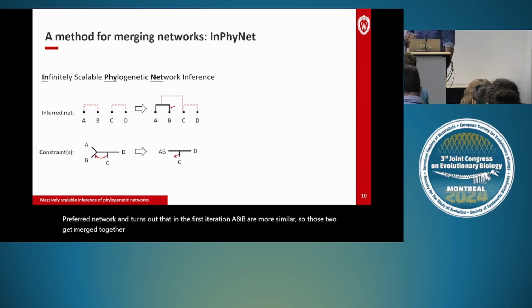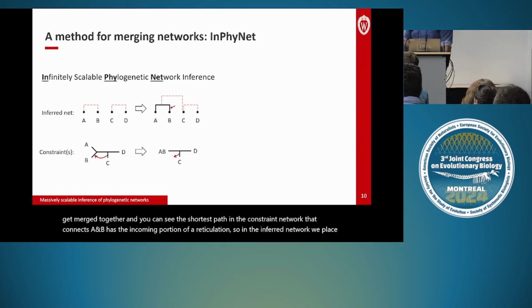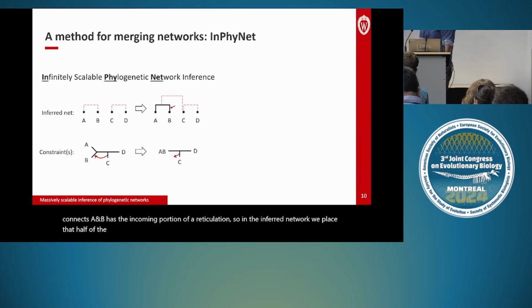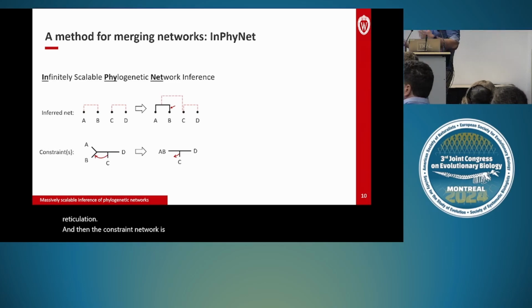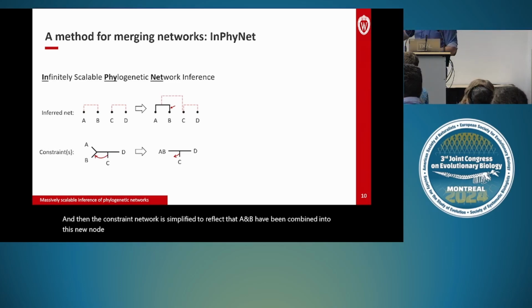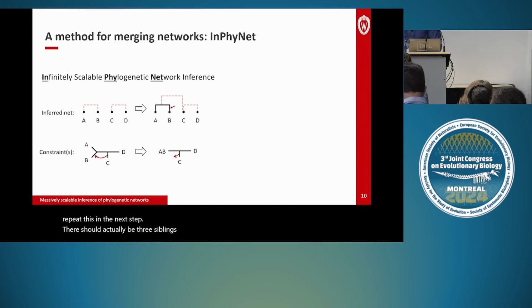And you can see the shortest path in the constraint network that connects A and B has the incoming portion of a reticulation. So in the inferred network, we place that half of the reticulation. And then the constraint network is simplified to reflect that A and B have been combined into this new node. And the other half of that reticulation is left pointing to nothing. Then we repeat this in the next step. There should actually be 3 siblings here, but there's only 2 shown.